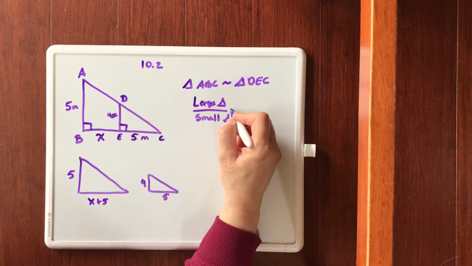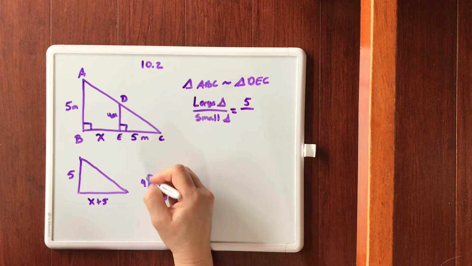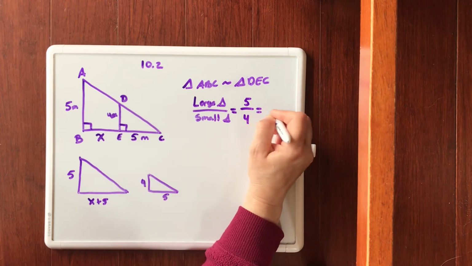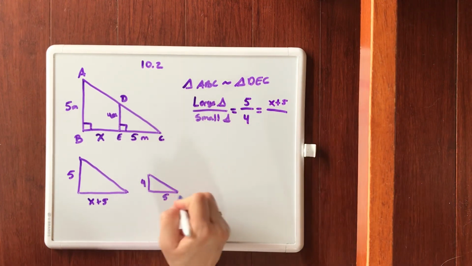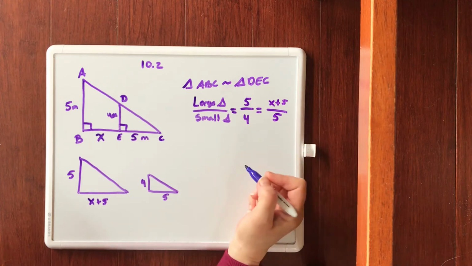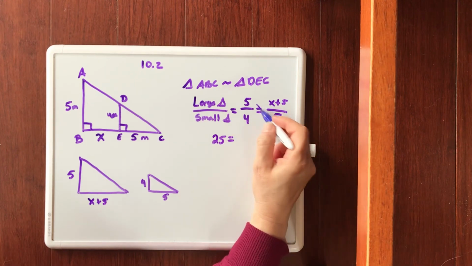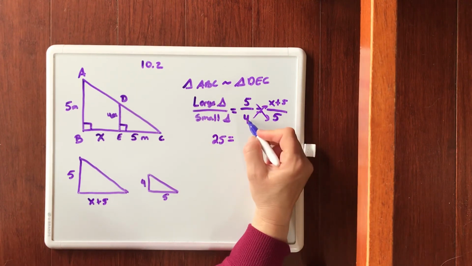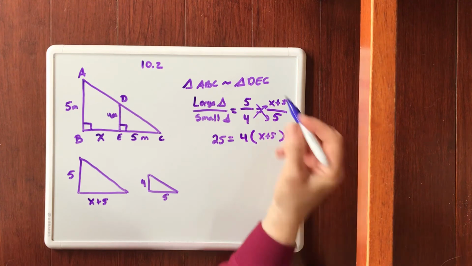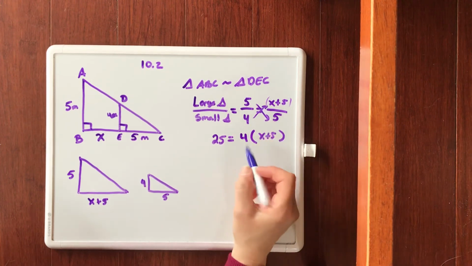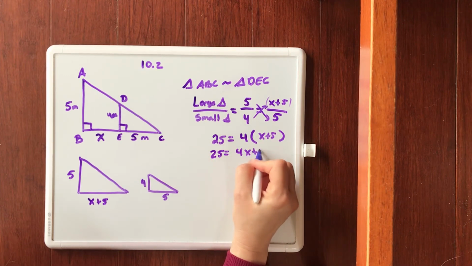Okay, so large triangle we have 5. Small triangle we have 4. Large triangle we have x plus 5. Small triangle we have 5. Now we're going to cross multiply. 5 times 5 is 25. So we went this way, and now we're going to go this way. Remember, when we're doing this, we have to put our parentheses. If it helps, you can put the parentheses up here so you remember, because we're going to have to distribute that 4. So we have 25 equals 4x plus 20.